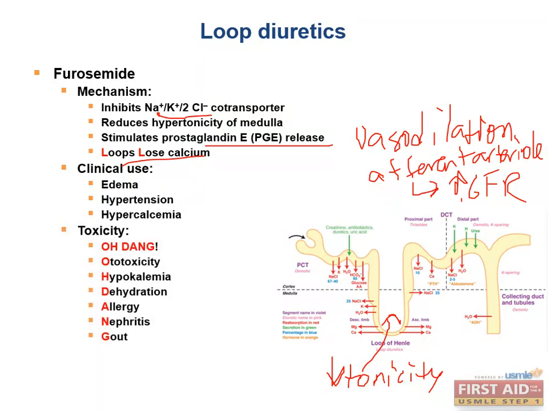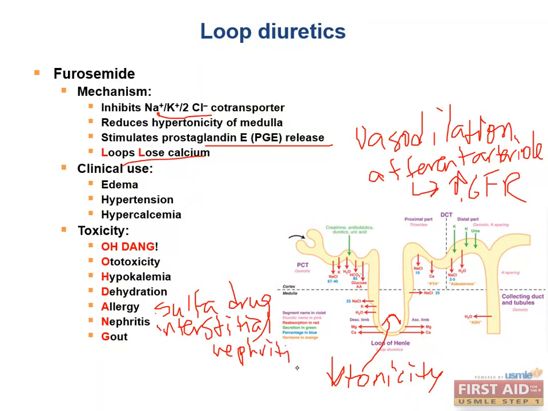The way to remember them is with the mnemonic OH DANG: ototoxicity, hypokalemia, dehydration, allergy, because it's a sulfa drug, nephritis, which is interstitial nephritis, and gout due to hyperuricemia.